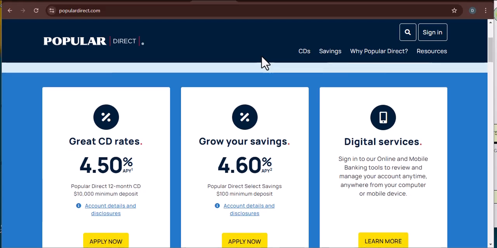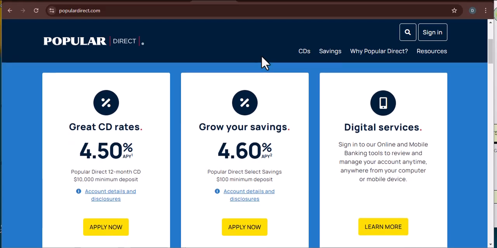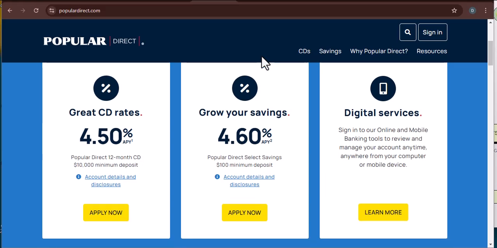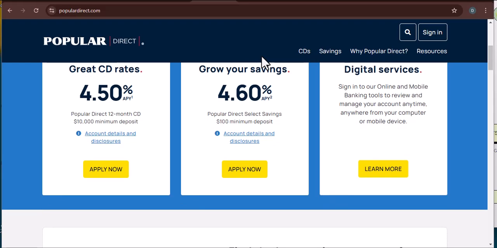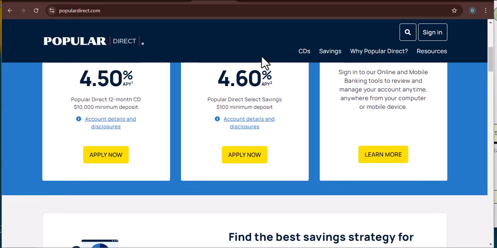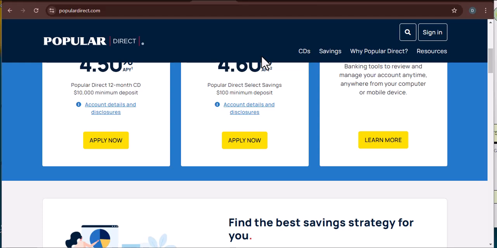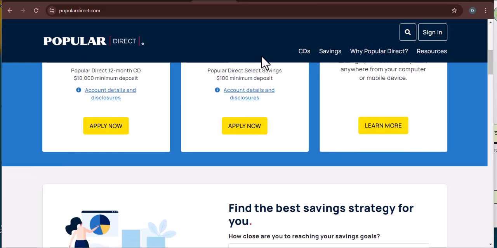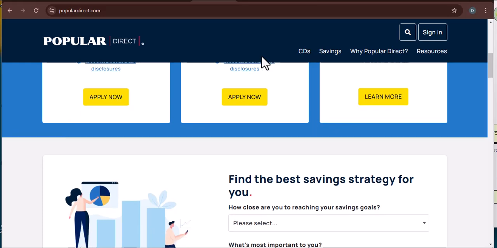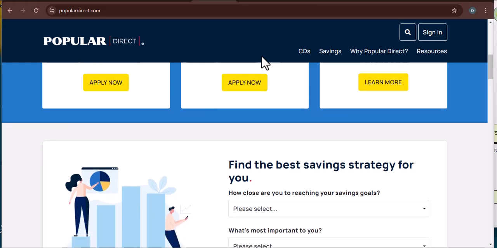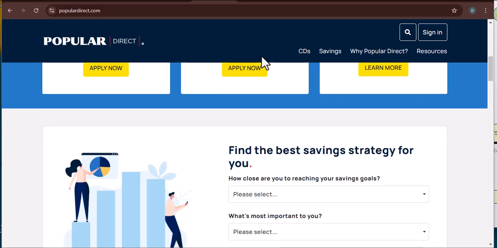But before we get started, let's talk about why it's important to know your account number. Your account number is like your social security number for your bank account. It's a unique identifier that allows you to access your money. You'll need your account number to do things like deposit money into your account, withdraw money from your account, transfer money to another account, pay bills online.